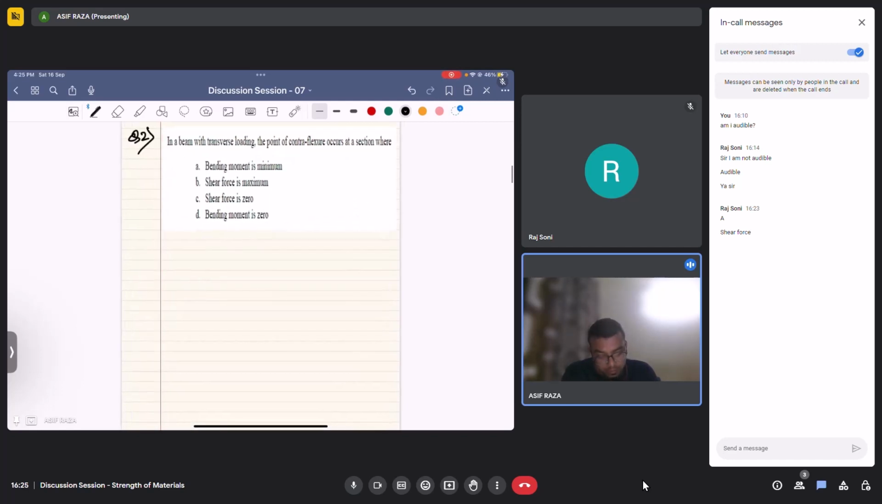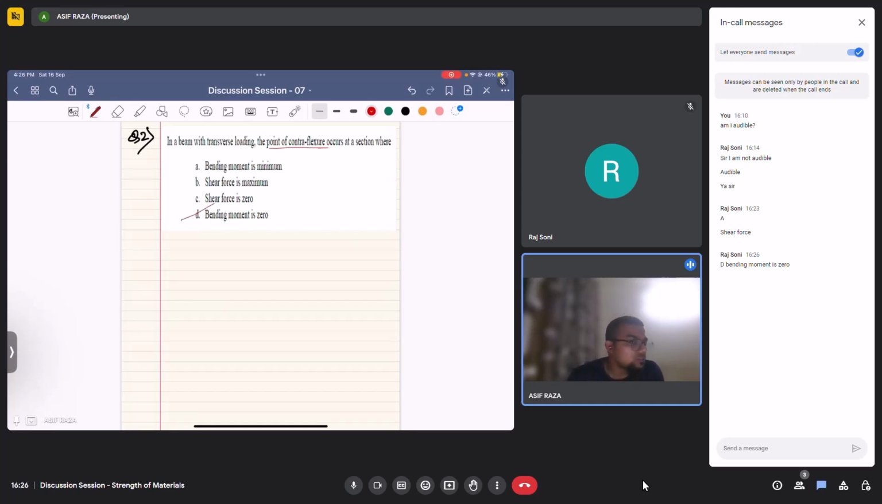In a beam with transverse loading, the point of contraflexure occurs at a section where, options are: option A, bending moment is minimum; option B, shear force is maximum; option C, shear force is 0; and option D, bending moment is 0. Yeah, Raj, you can give your answer. So yes, option D, bending moment is 0.